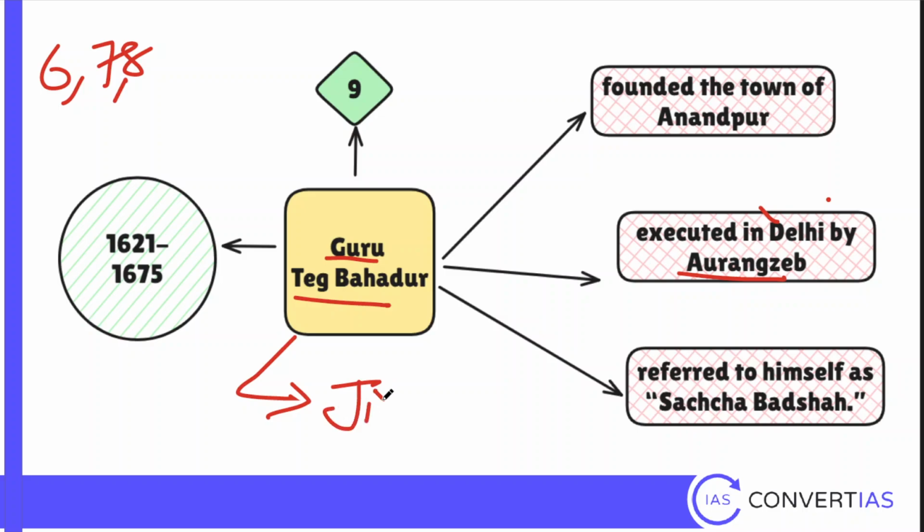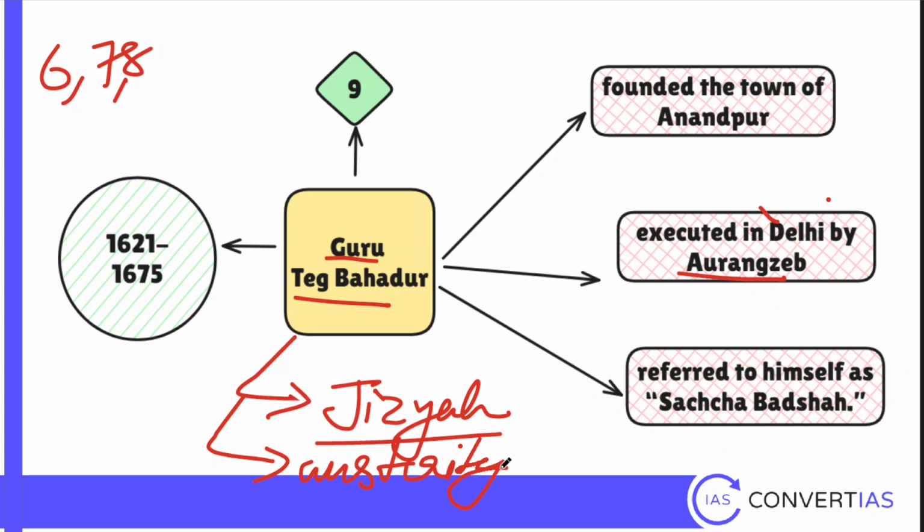He reimposed jizya. He came up with austerity measures. He was unlike his predecessors. So his relations with the Marathas, the Rajputs, everything weakened because of his religious policy. So he killed Guru Tegh Bahadur. He executed him because he refused to convert to Islam. Now Guru Tegh Bahadur is also credited for founding the town of Anandpur. And he called himself Sacha Badshah, the real king. So these two things, even if you forget, no issues, but you should know that Guru Tegh Bahadur is killed by Aurangzeb. So naturally, he is a contemporary of Aurangzeb.